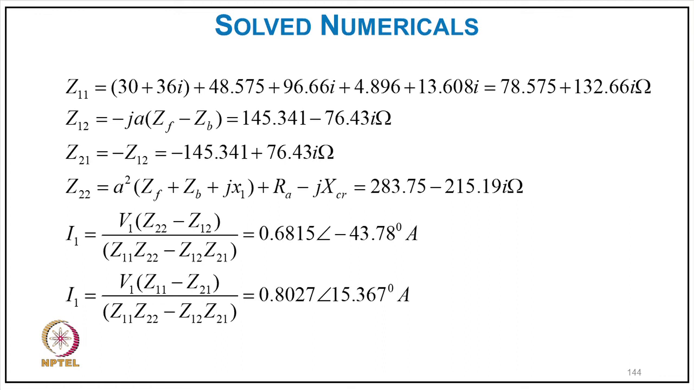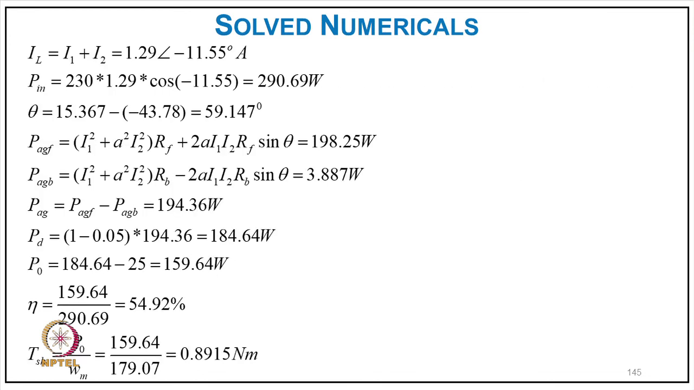By calculating Z11, Z12, Z21, Z22, you can calculate I1 and I2. I1 comes 0.6815 at the angle of 43.78 degree, and I2 will be 0.087 at the angle 115.367, then IL equal to I1 plus I2, that is 1.29 at the angle minus 11.55, and P in equal to V into IL into cos theta, that comes to 90.67, and theta is 59.17. Calculating PAG, putting in the value, it comes 198.25, PAGB comes around 3.8, and PAG will be PAGF minus PAGB, 194.6, and PD is (1 minus s) times PAG, that is 184.64, and P output is PD minus losses, that is 159.64, and efficiency is P output over P in, 154.92, and T shaft is P out over omega, that is putting value 0.8915 Newton meter.